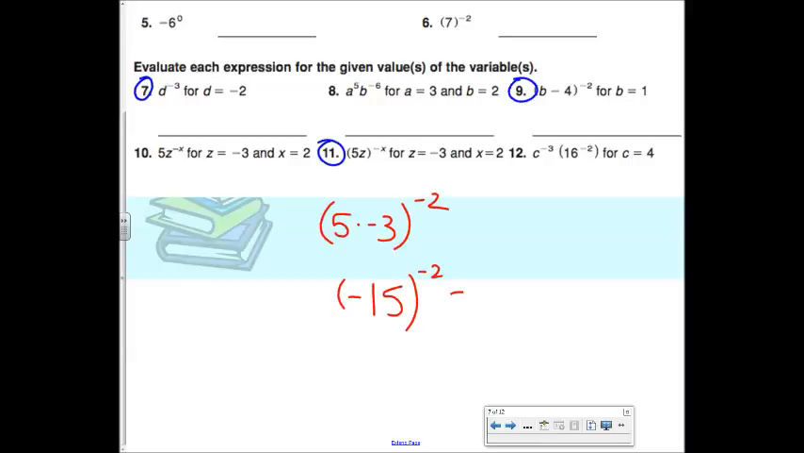Negative 15 to the second power. So the negative 2 loses its negative. The exponent loses its negative, but the 15 stays negative. So your answer ends up being what? 225. 15 times 15 is 225.